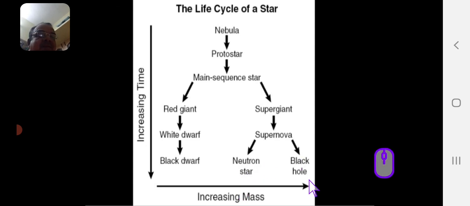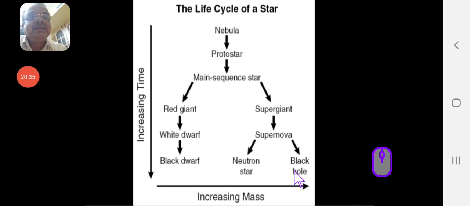With black holes, there is no chance of escape of light energy from the black hole. Totally, the production of heat and light energy due to nuclear fusion is stopped, and the star is said to be a dead star. Okay, so that is about the evolution of the stars. Okay, thank you.